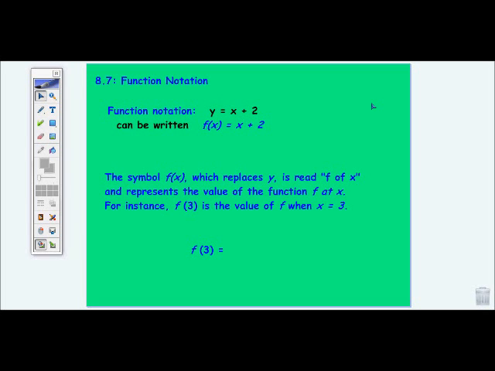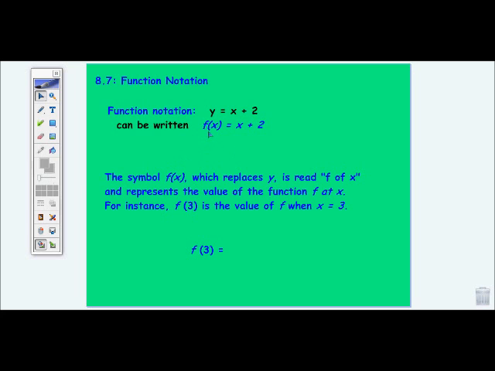8.7 is called function notation. Here we're going to take a little bit of a change in our lessons, mostly to do with vocabulary words and terms. Function notation is when we take a slope-intercept form, like y equals x plus 2, and we change it, and it can be written as the function of x equals x plus 2.